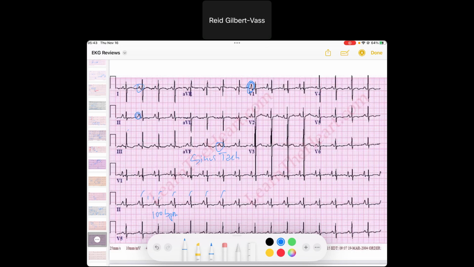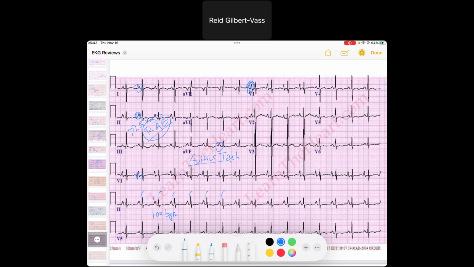And so a P wave that is greater than, I believe, 2.5 millimeters in lead 2 is evidence of right atrial enlargement. So right atrial enlargement. So sinus tachycardia with right atrial enlargement. We said our PR interval looks good.